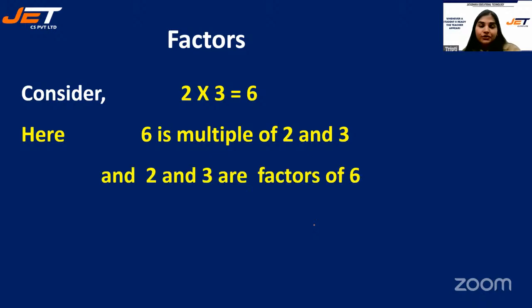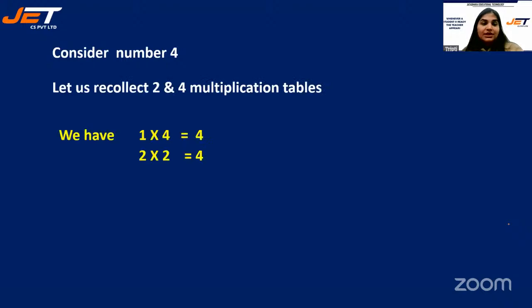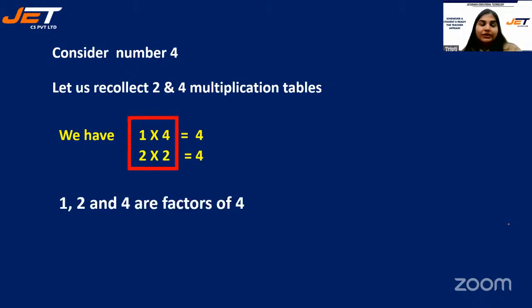Now here, 4. What are the factors of 4? Like, 4 comes in which numbers' times table? So it comes in the times table of 1, it comes in the times table of 2, and it also comes in the times table of 4. So these are the 3 factors, 1, 2, and 4. These are the 3 factors of number 4.